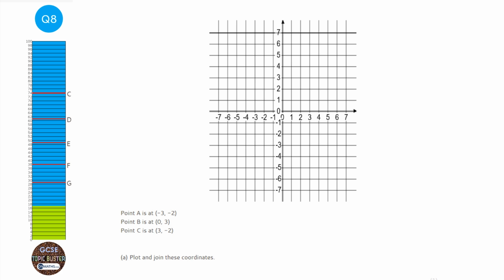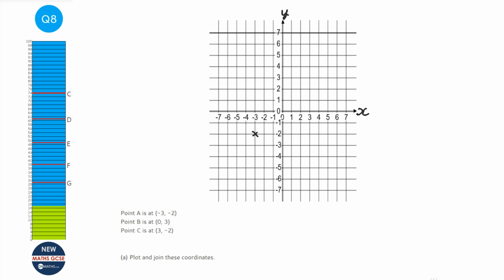Alright, so the first place to start on this is to plot the points. So point A is at -3, -2. So along the corridor and up the stairs, well, we're going across -3 on the x-axis, which is this one here. And then we're going to go down 2 on the y-axis. So it's this one here. A really common mistake is to muddle them up. So as long as you remember you're going across and then up or down, obviously if it's negative you go down, then you should be fine.